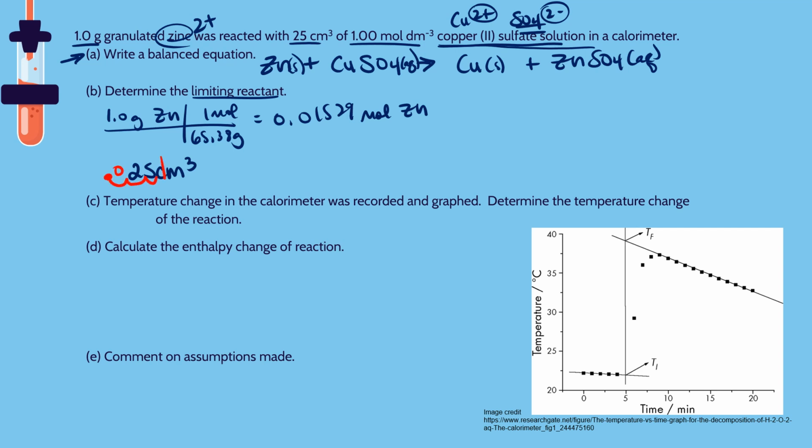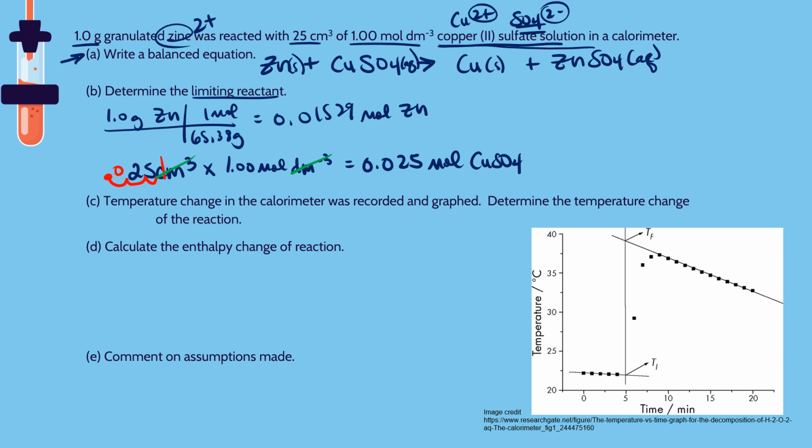That turns our cm cubed into dm cubed. We're going to take that and multiply it by our molarity, which is 1 mole per cubic decimeter. Our decimeter positive 3 and decimeter negative 3 cancel out. We're left with moles, and that is going to be equal to 0.025 moles of copper 2 sulfate.